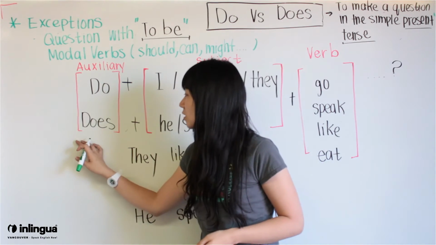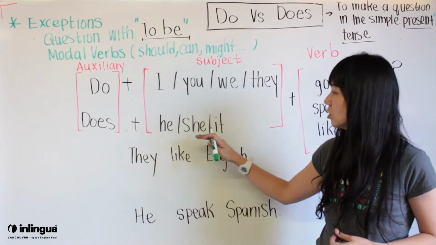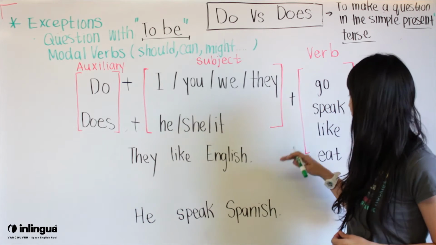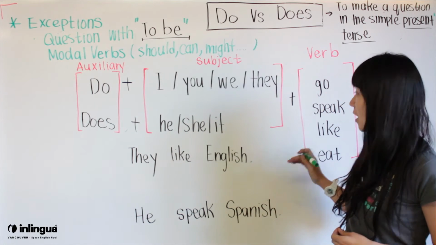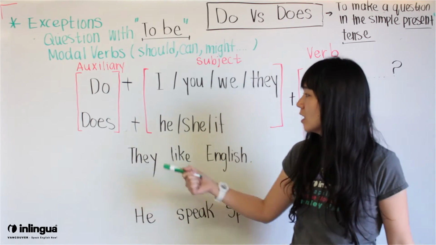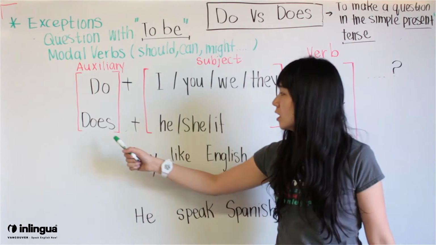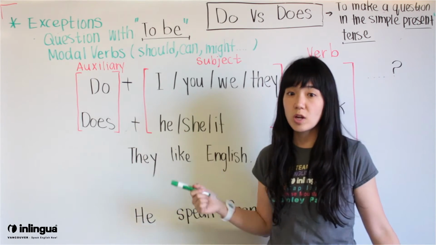Another way to make a question is with does, and you use does with the subject he, she, and it. And then also with the verb and, of course, the question mark. So an example could be, does he like sushi? Or does she drink milk?